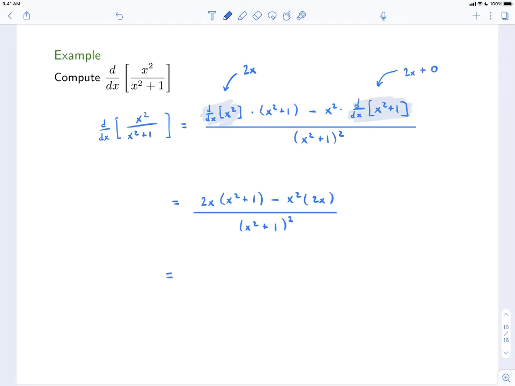The numerator can be simplified. So 2x times x squared is 2x cubed plus 2x times 1, minus x squared times 2x, which is another 2x cubed. And all of this is divided by x squared plus 1 quantity squared. And the first 2x cubed cancels with the second 2x cubed. And we're just left with 2x divided by x squared plus 1 quantity squared. And so we were able to compute the derivative of this quotient using the quotient rule.